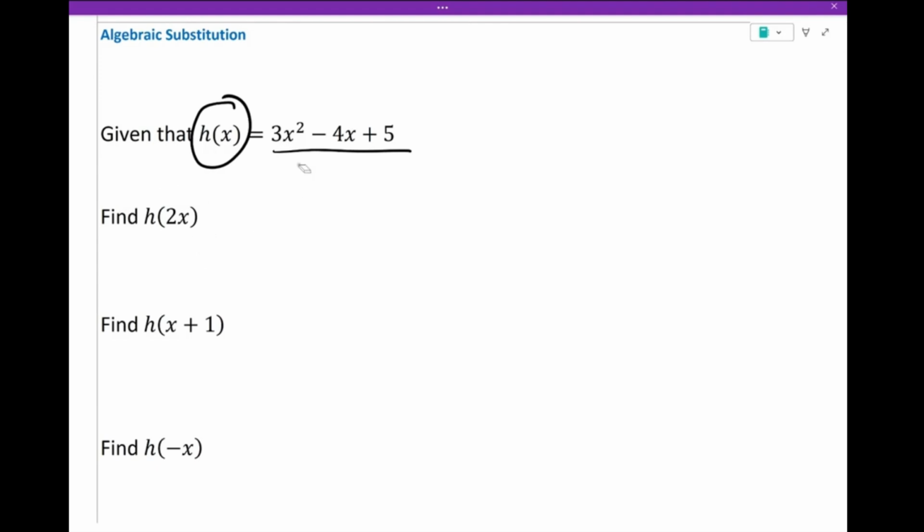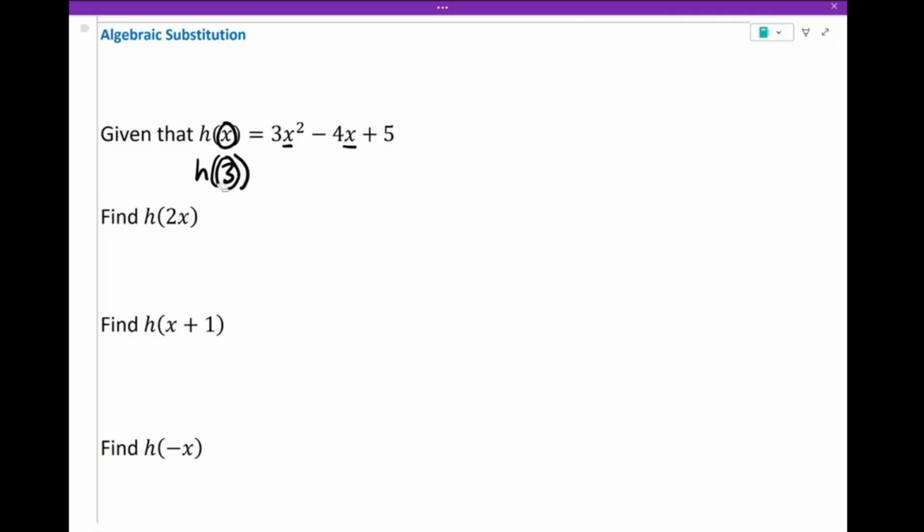Now let's just remind ourselves of how we'd find h of a numerical value. If we have h of 3, then we would substitute the 3 in place of x in the function. So wherever there's an x on the right-hand side, you'd replace it with a 3. We're going to do the same for algebraic expressions. The same process works, it just looks a little bit more complicated.